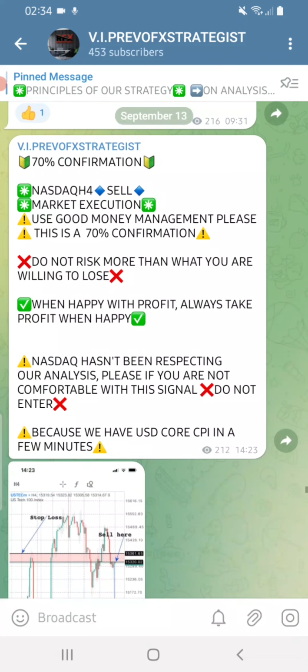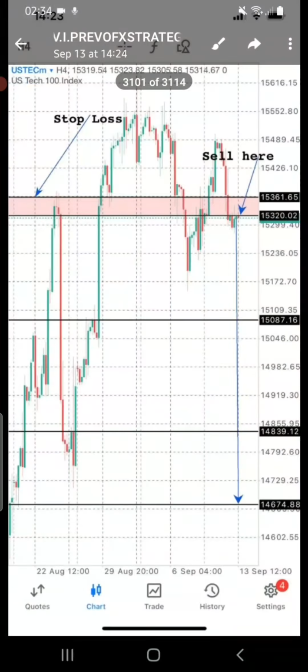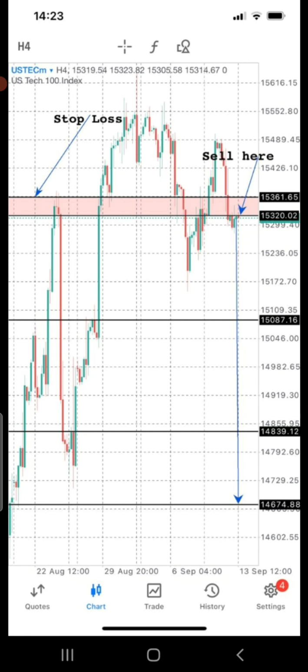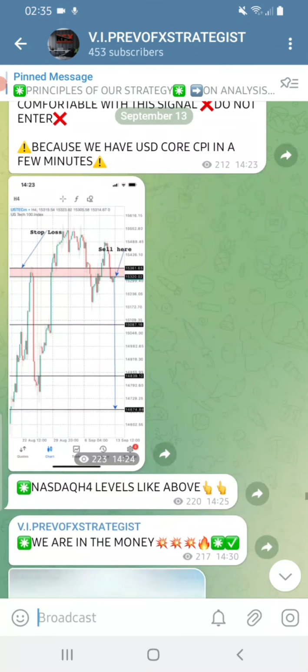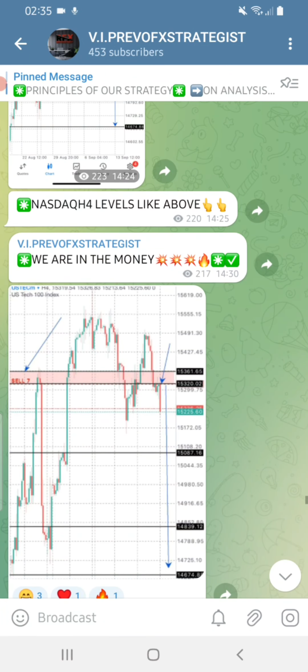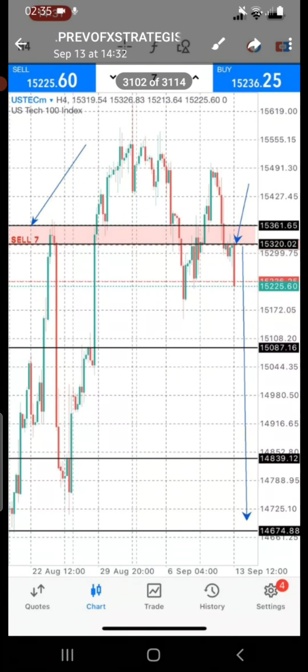And then this one here was the CPI. Before the CPI news, which was at 14:30 GMT plus 2, at 14:23 I sent out this Nasdaq sell. And then, as you can see, here's our analysis. And there is our money candle where I say sell here, which means exactly at that particular candle is when and where you must sell. Immediately when the news came, the market shot all the way down.